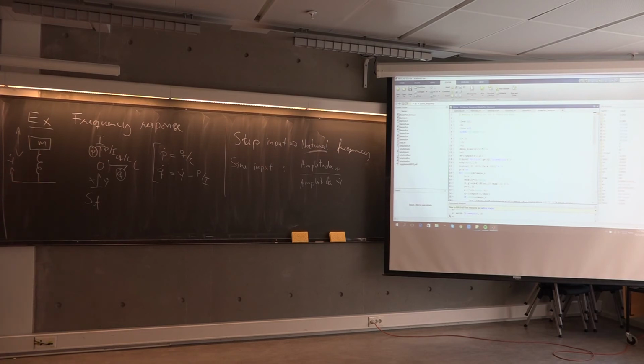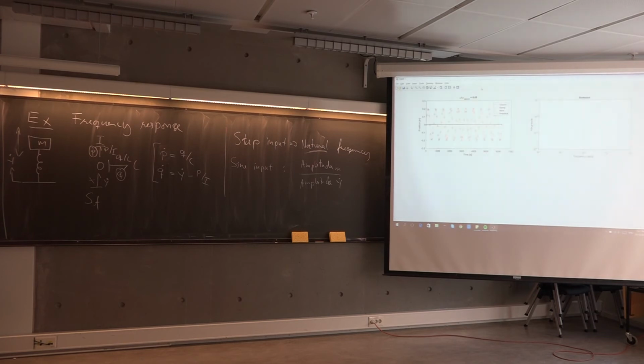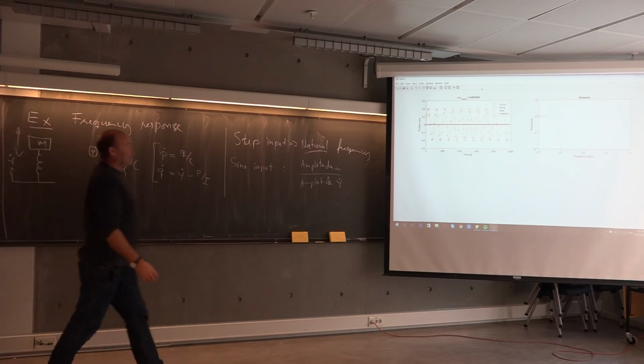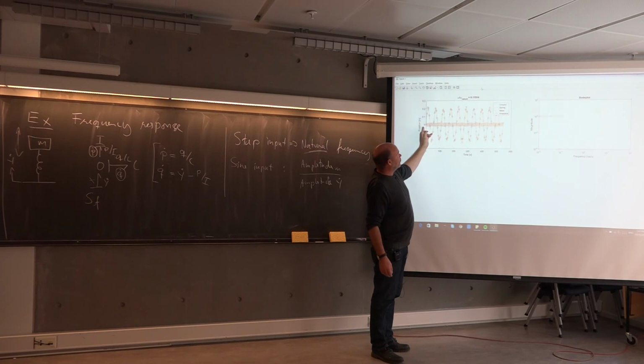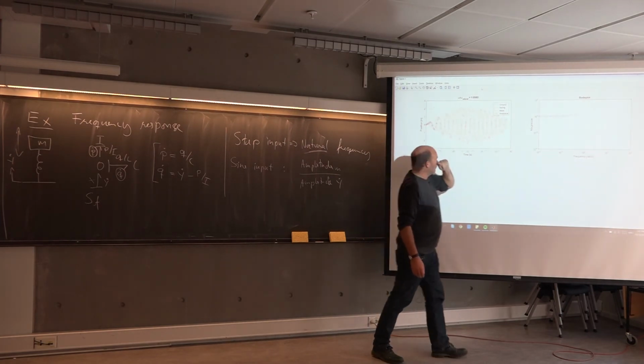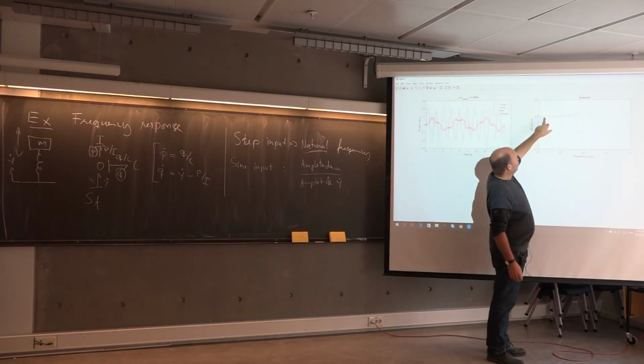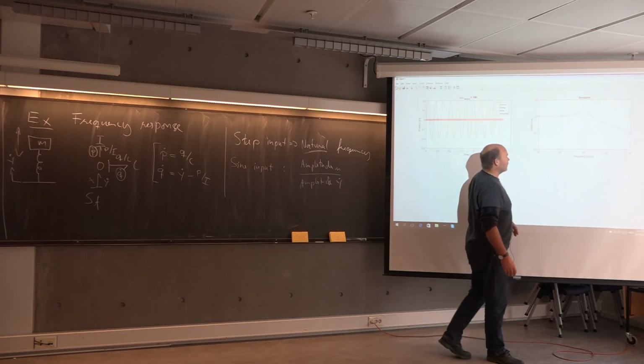And to investigate this, we have to do several simulations. Here, I now do a lot of simulations at different frequencies. And then I just compare the ratios here, the amplitude for the mass versus the amplitude for the input signal.